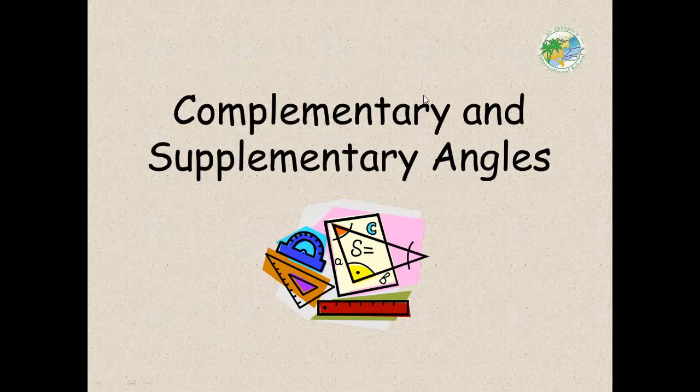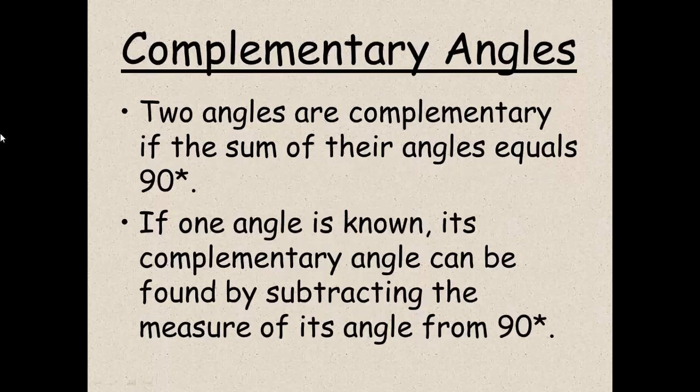Now we study the difference between complementary and supplementary angles. Complementary angles: two angles are complementary if the sum of their measures equals 90. If one angle is known, its complementary angle can be found by subtracting the measure of the angle from 90. How?